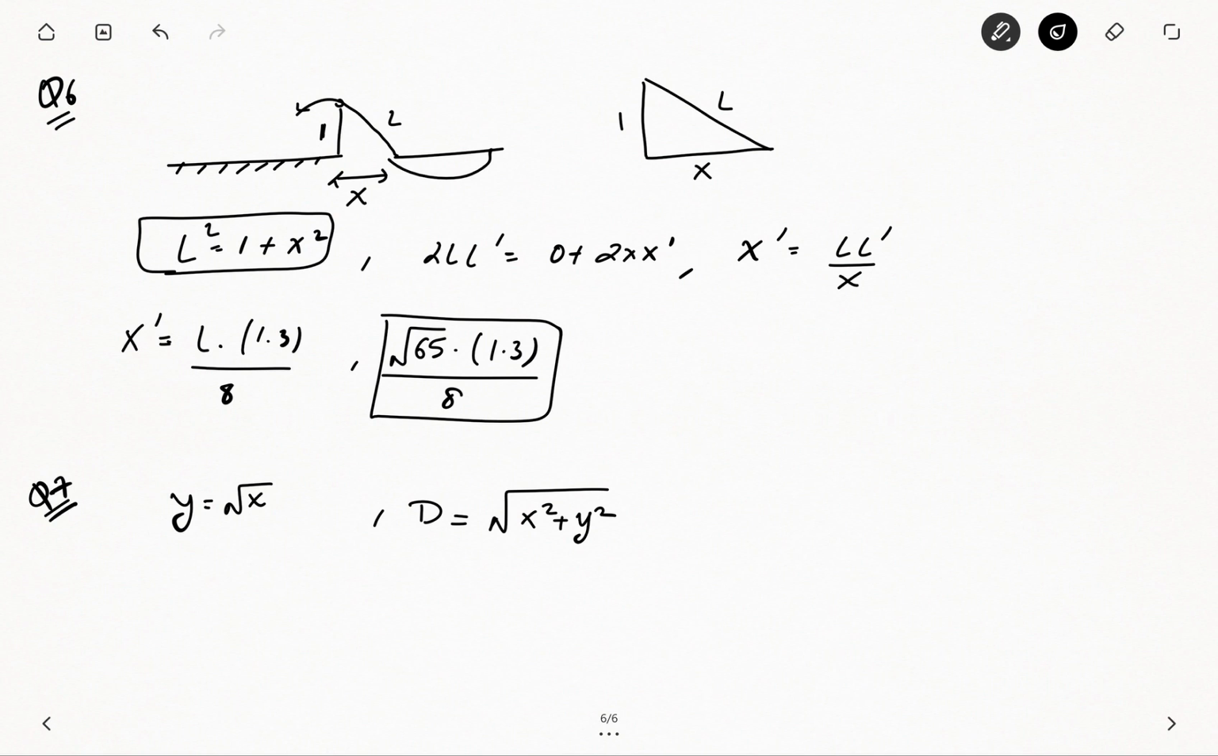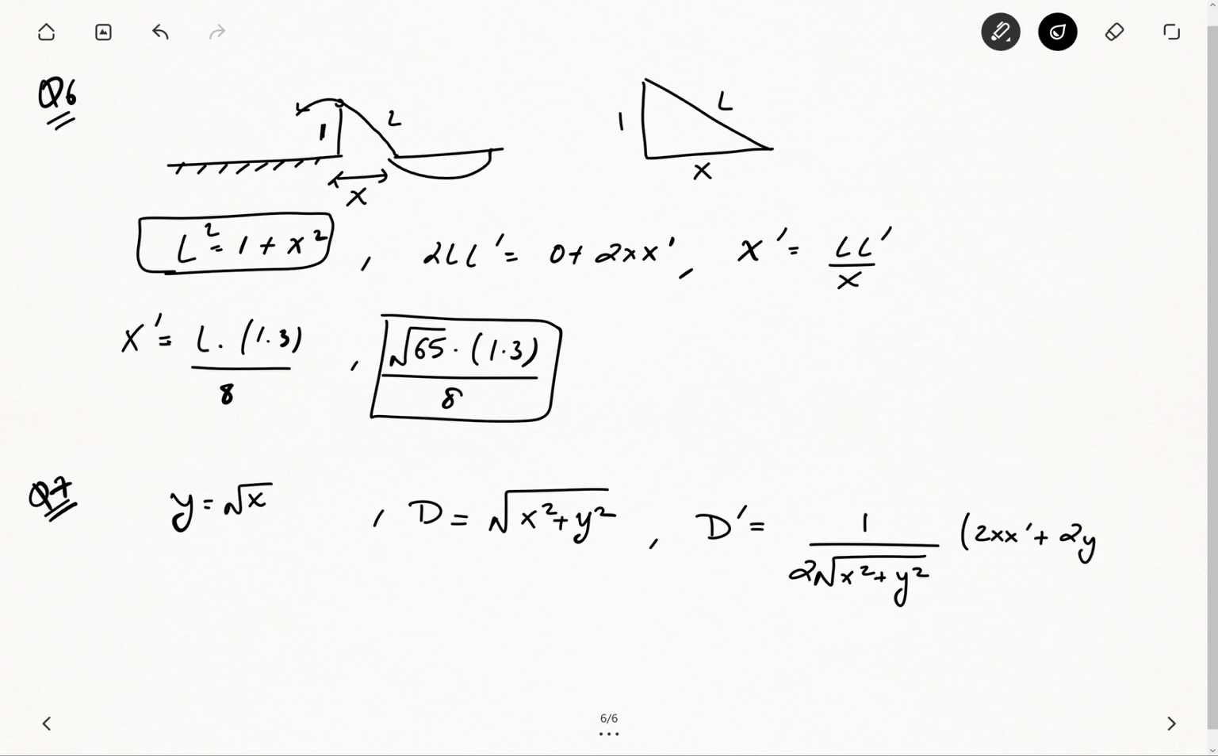Now the second step was to take a derivative of that. What would you get? d prime will be 1 over 2 square root of x squared plus y squared, times 2x x prime plus 2y y prime. Those 2's will go away, so your d prime expression, when simplified, looks like x x prime plus y y prime over the square root of x squared plus y squared.